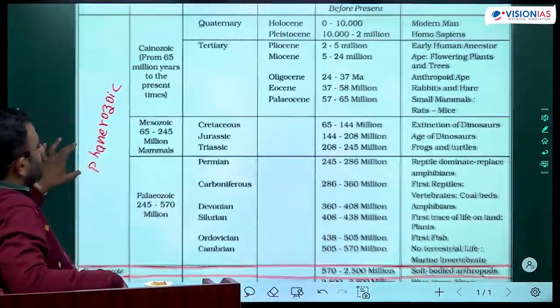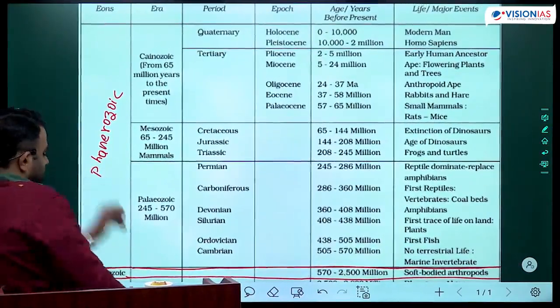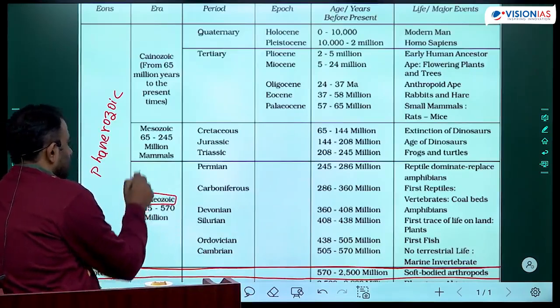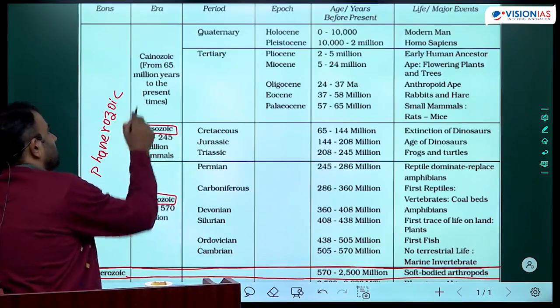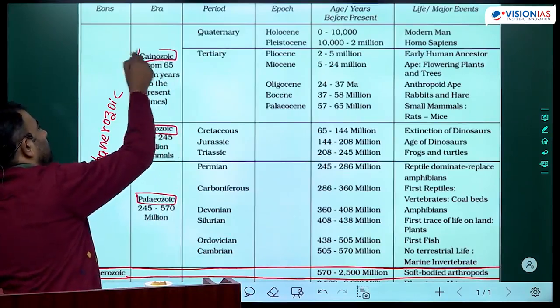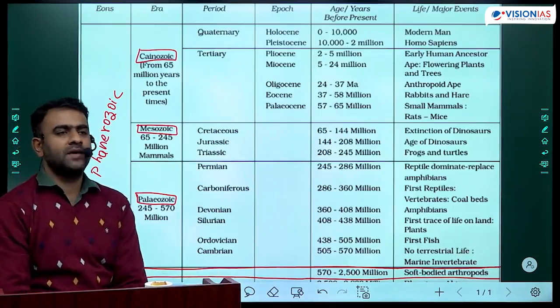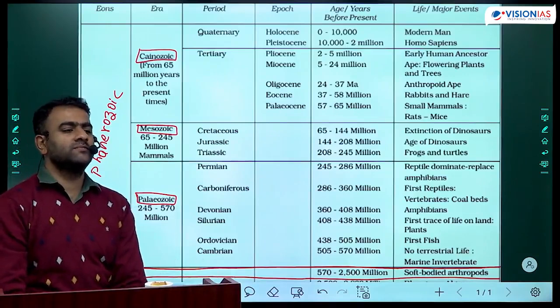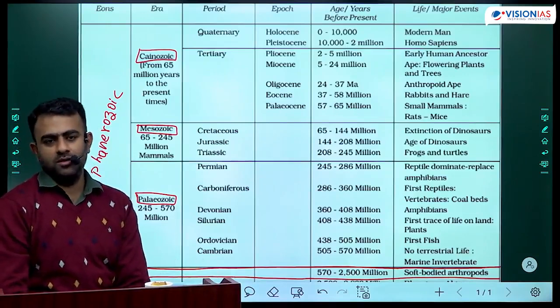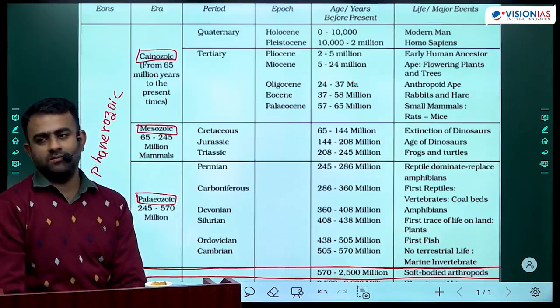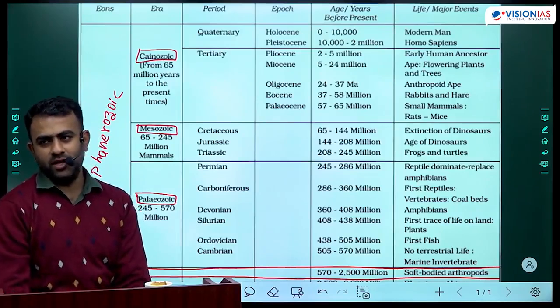Phanerozoic is divided into 3 eras. What are they? Paleozoic, Mesozoic, Cenozoic. Paleozoic, Mesozoic and Cenozoic. Paleo means old, Meso means middle, Ceno is new. Zoic is life. Paleozoic, old life, Mesozoic, middle life, Cenozoic, new life.